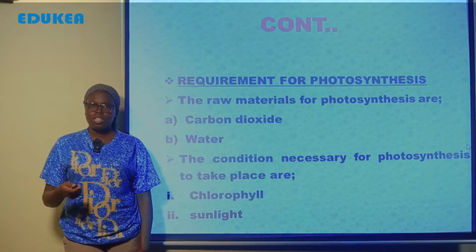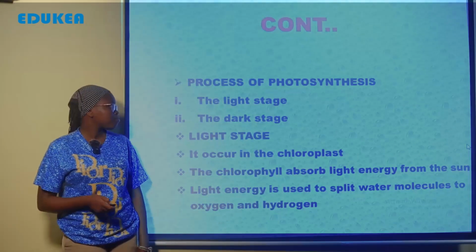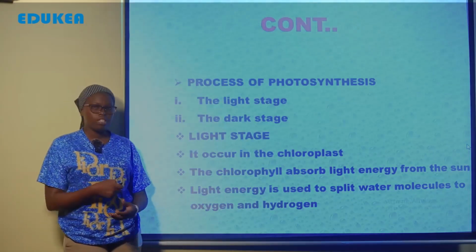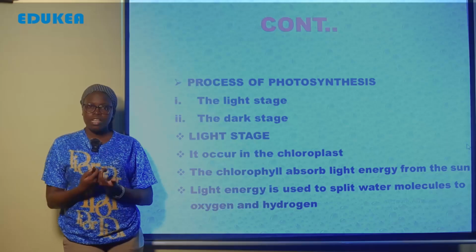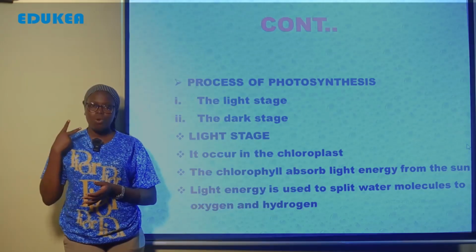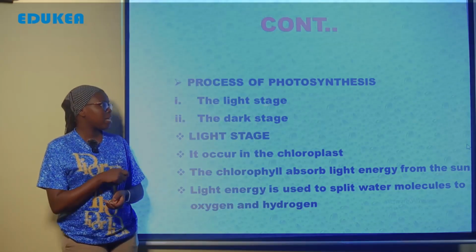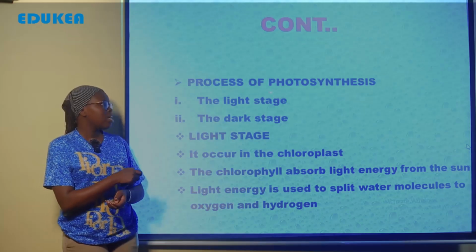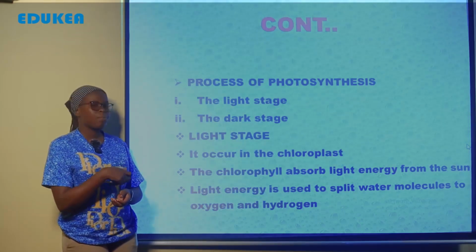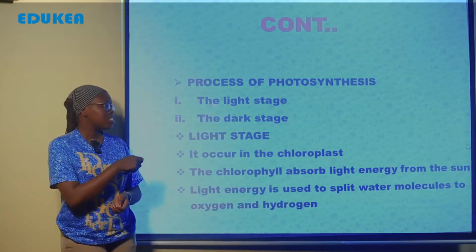Now let us see the process of photosynthesis. My lovely students, the photosynthesis process will take place in two phases. The first one is the light stage, the second one is the dark stage. The light stage occurs in the presence of the sunlight. The dark stage occurs in the absence of the sunlight.